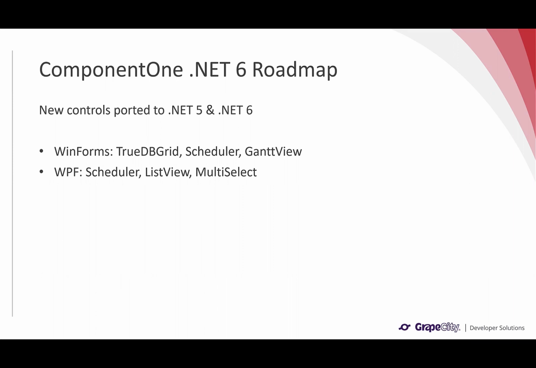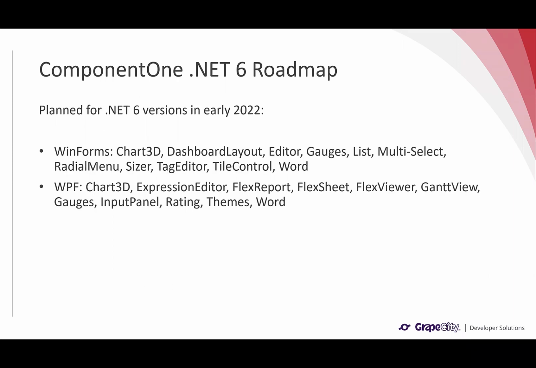So let me just share the list of controls that we still plan to port into 2022. Here are the controls that still remain that we'll complete in early 2022. For WinForms, it's chart 3D, dashboard, editor, multi-select, gauges, radial menu sizer, tile control, and Word. And WPF has 3D chart as well, flex sheet, gauges, Gantt view, expression editor, flex report, input panel, rating, and such.